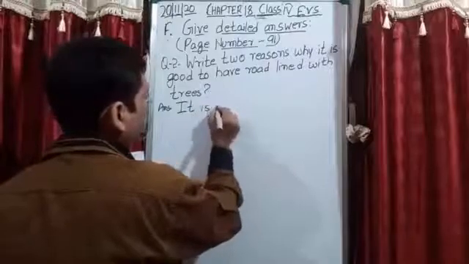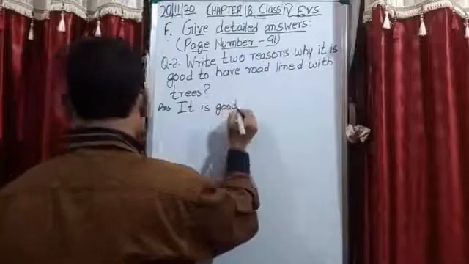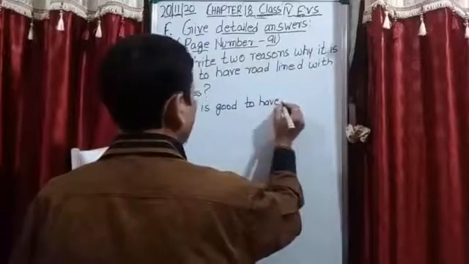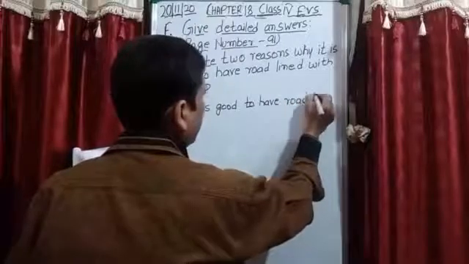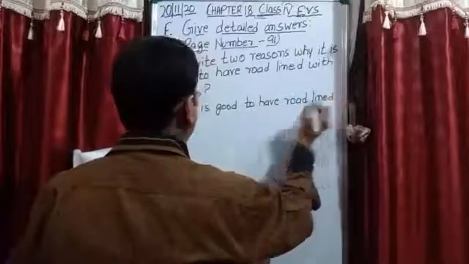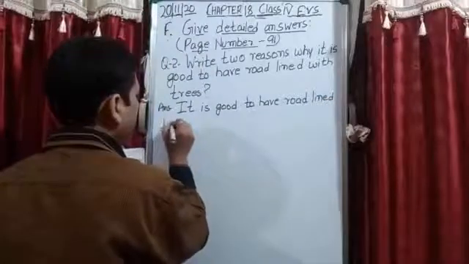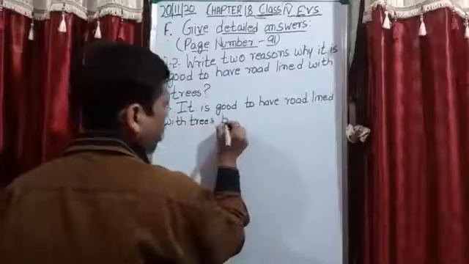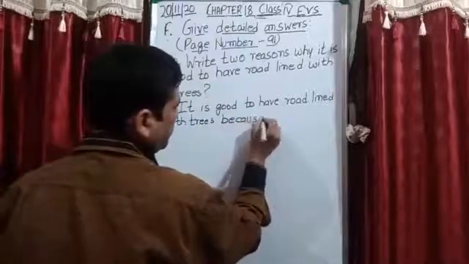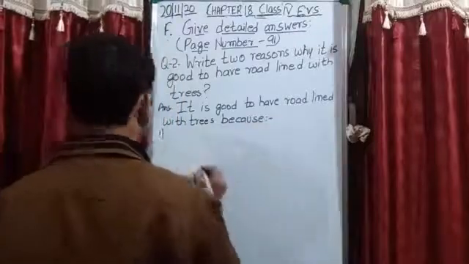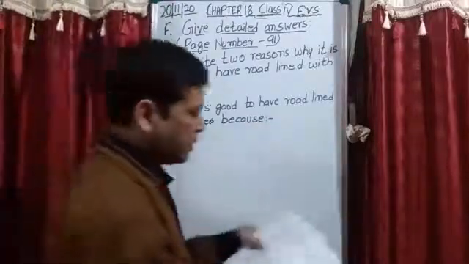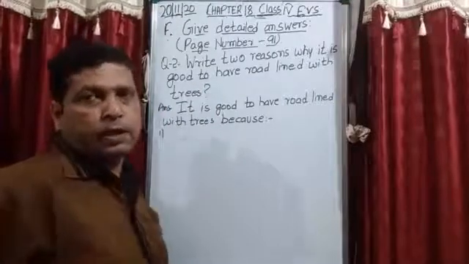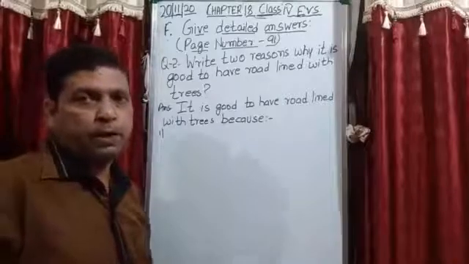It is good to have road lined with trees because, why? First reason is they provide us shed. Under the trees there is shade, so they also work to provide shade.